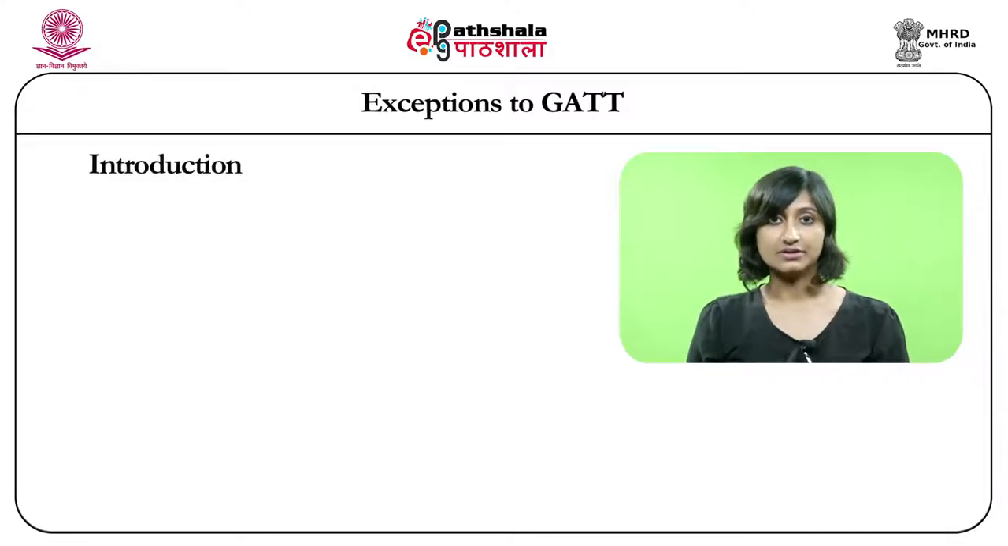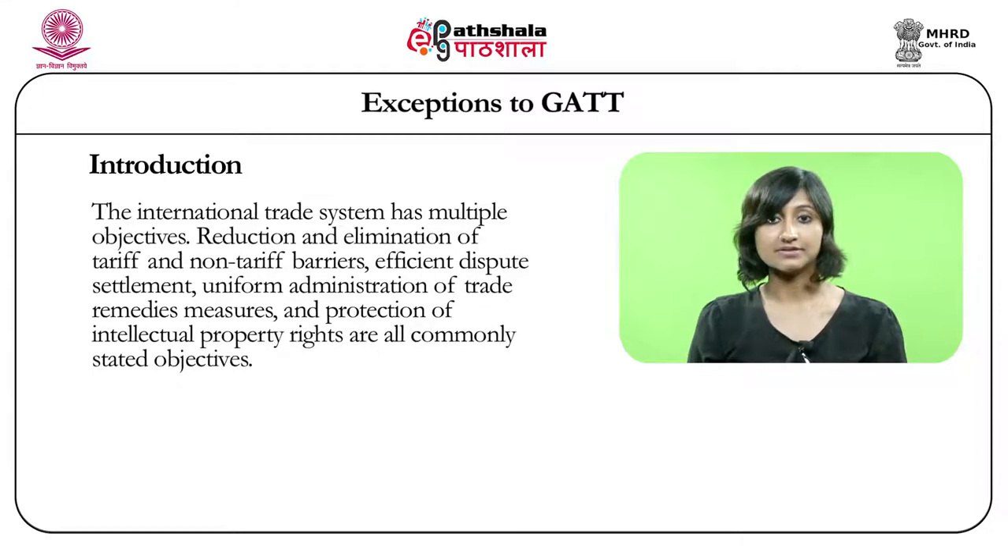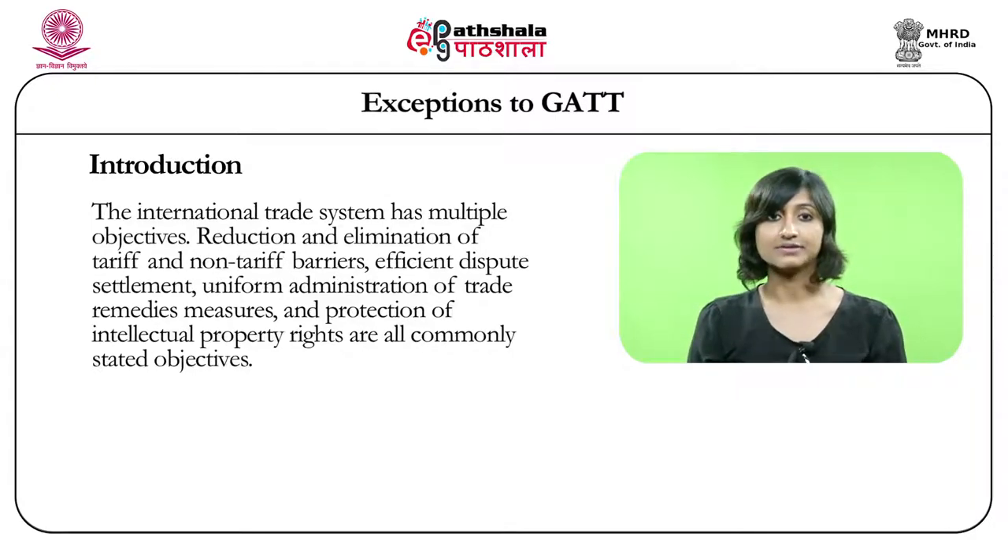First, an introduction to Article 20. The international trade system has multiple objectives. Reduction and elimination of tariff and non-tariff barriers, efficient dispute settlement, uniform administration of trade remedies measures, and protection of intellectual property rights are all commonly stated objectives.